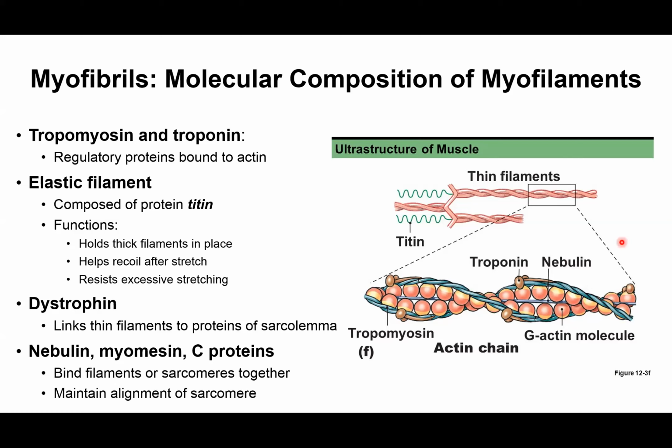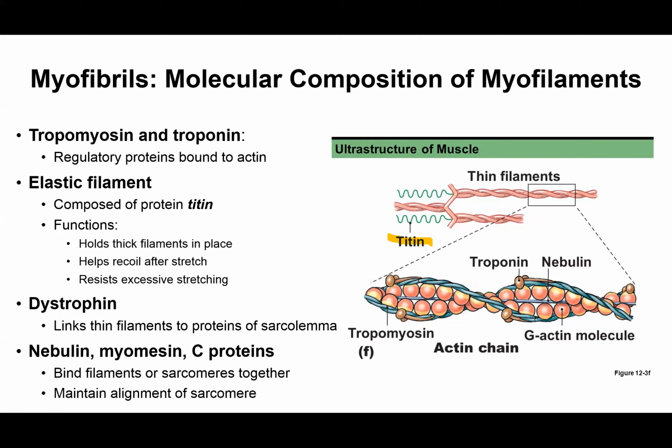In addition, we have an elastic filament, and that is what makes up titin, which I pointed out to you guys earlier, and I highlighted it with that color earlier. Titin basically holds the thick filaments in place. Additionally, because it's an elastic component, it helps recoil muscle after it's been stretched, and also keeps the muscle from being stretched too far.